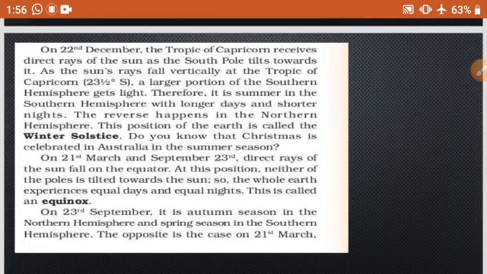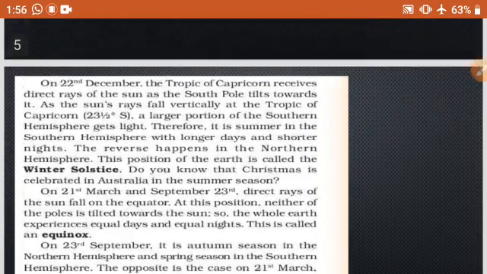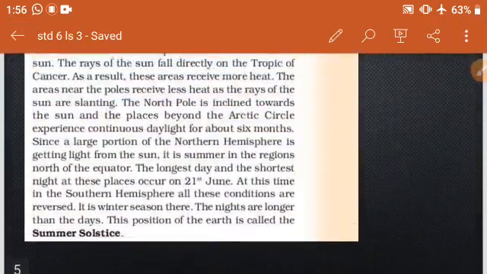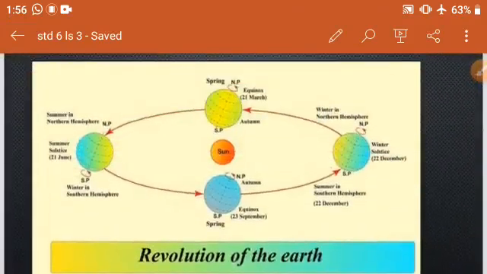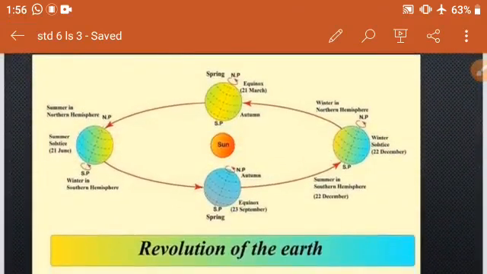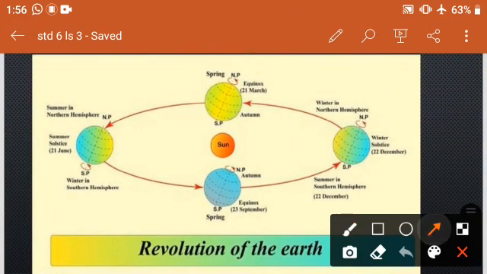So now we are going to study about winter solstice. So again we have to go to figure 3.3. So here on 22nd of December there is winter solstice.